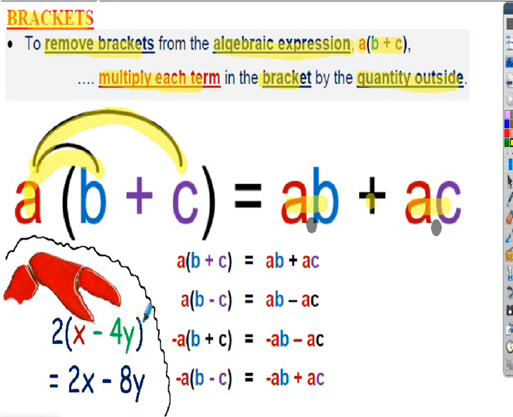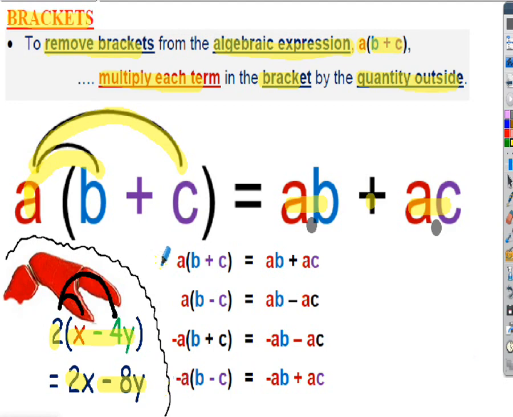The method I'm using here is sometimes termed the crab claw method. So if you take the example of 2 outside the bracket here and x minus 4y inside the bracket, in this case we would multiply the 2 by the x and then the 2 by the negative 4y. The answer here would be 2x minus 8y. 2 times negative 4 is negative 8.